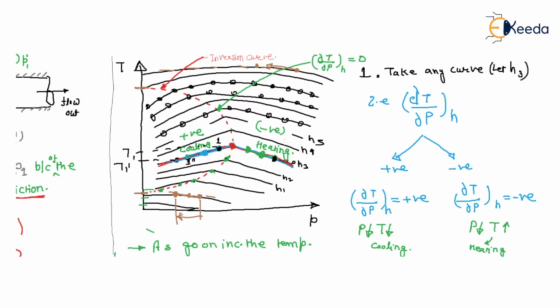Right? Number four, above the inversion curve and below the inversion curve, the slope is always negative. That means if you throttle above the inversion curve and if you throttle below the inversion curve, the process always gives the heating effect. Why? Because the temperature must be increased. Right? So these are some facts about the inversion curve.